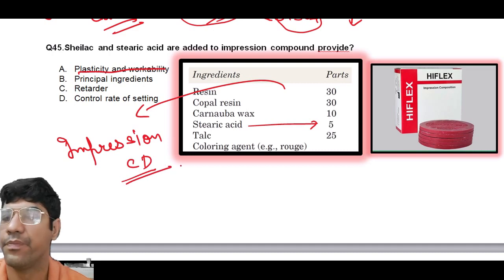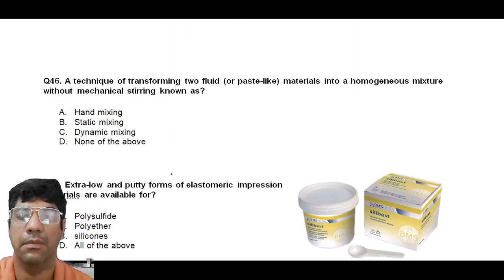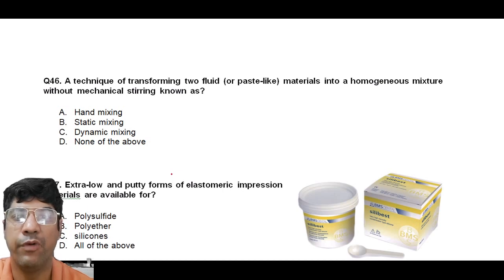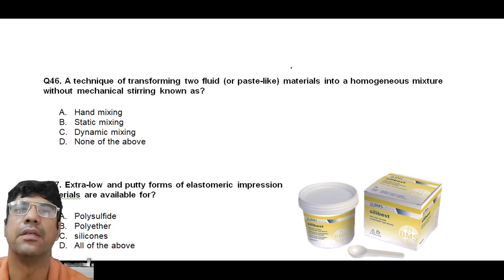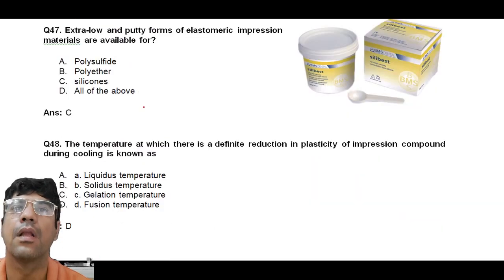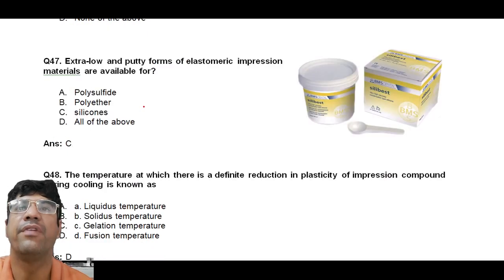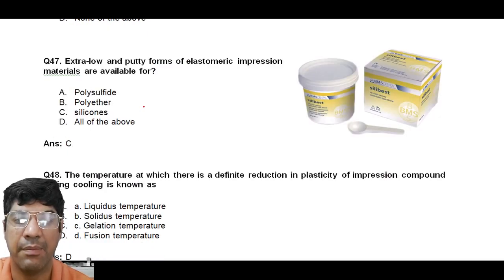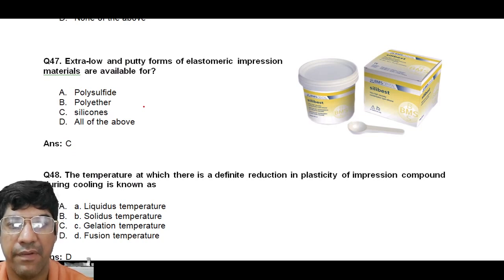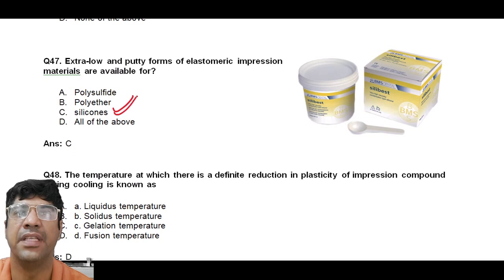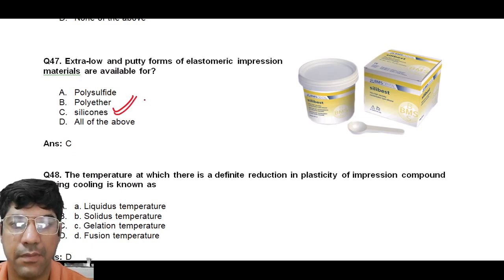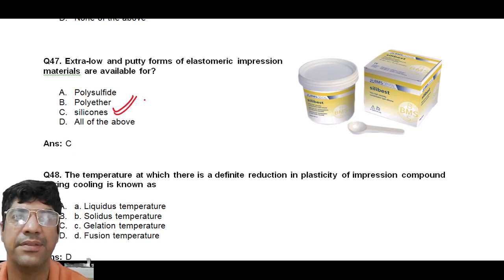A technique of transferring two fluids into a homogeneous mixture without mechanical stirring is static mixing. Extra low and putty forms of elastomeric impression materials are available with condensation and addition silicone. So your answer is C. Polysulfide occurs only in light body and heavy body consistency.